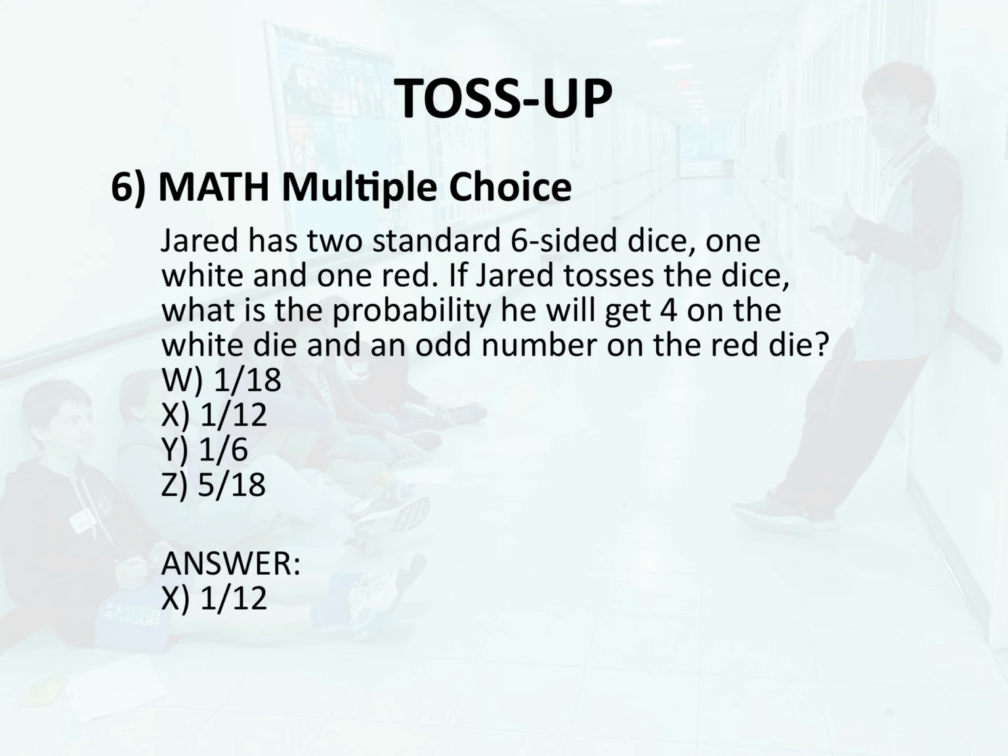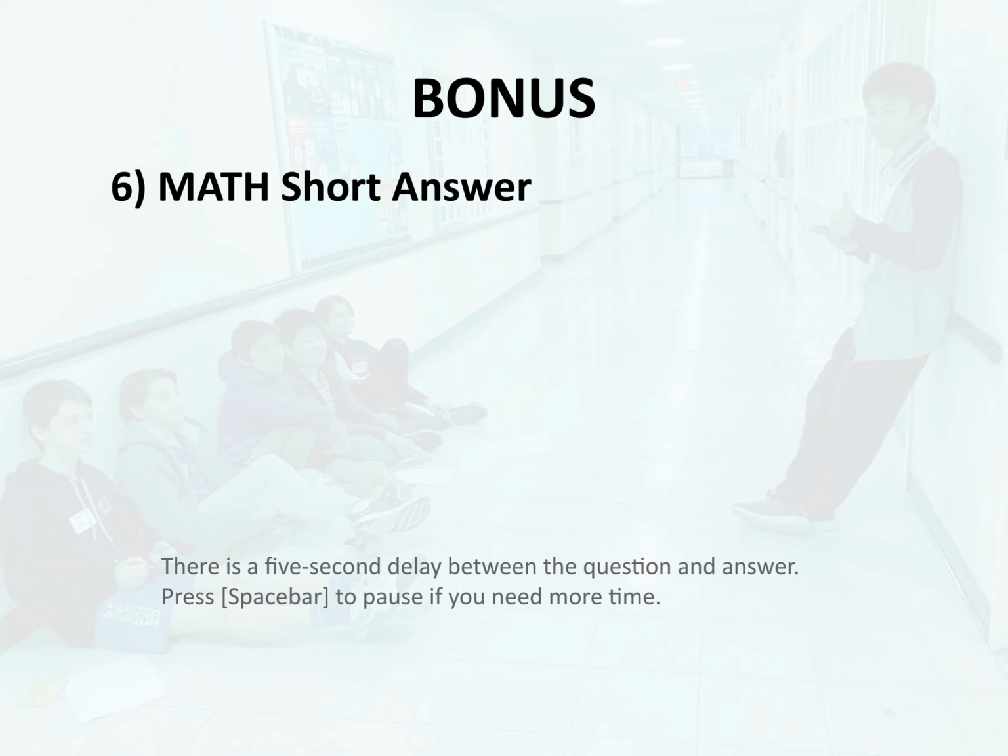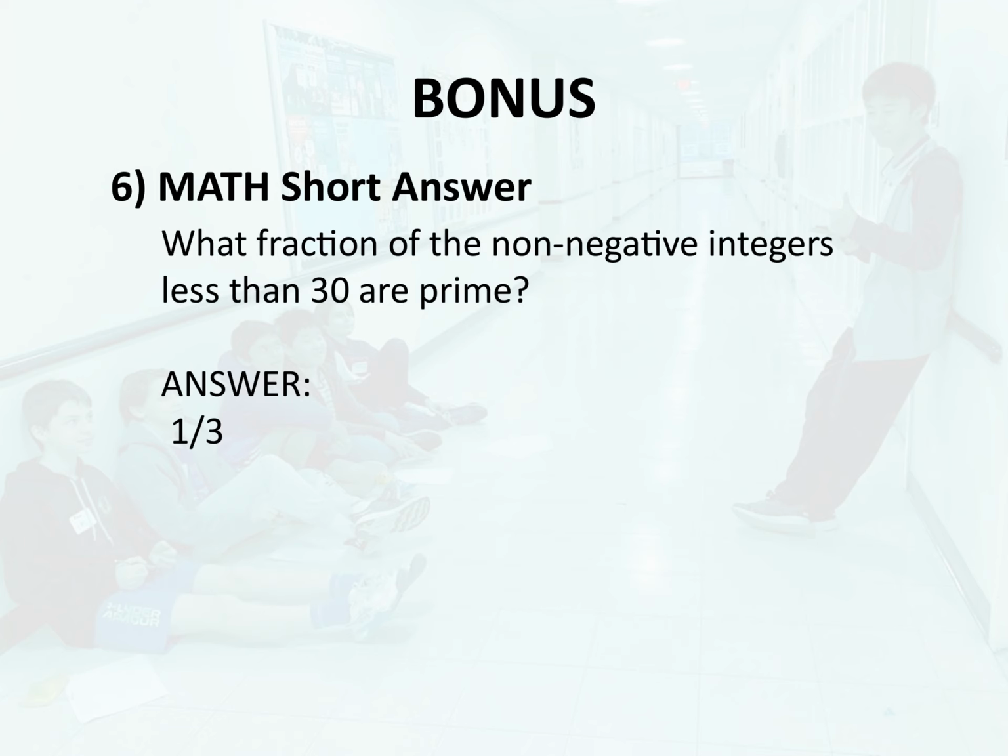Answer, X. 1 over 12. Bonus 6. Math. Short answer. What fraction of the non-negative integers less than 30 are prime? Answer, 1 over 3.